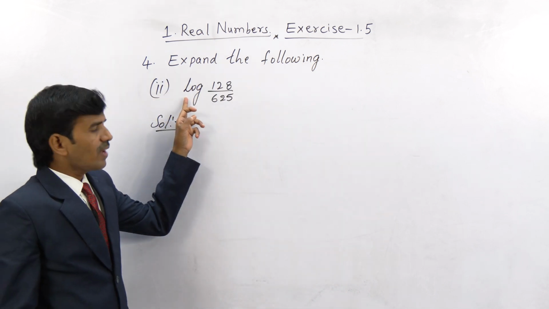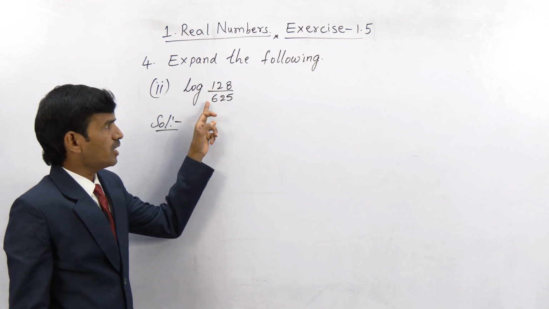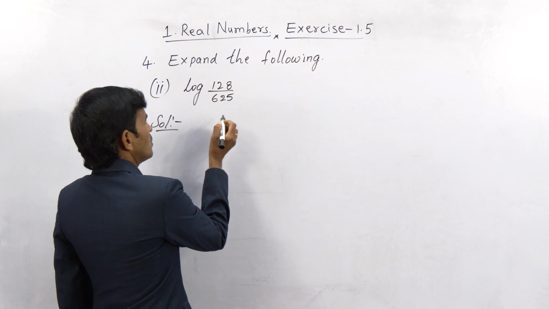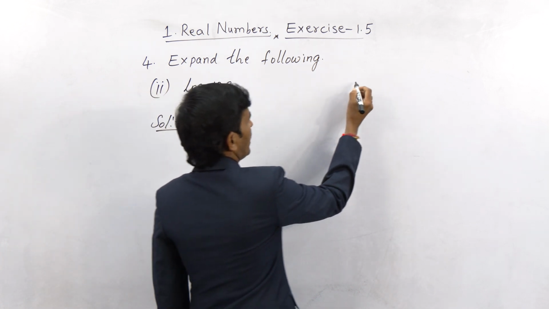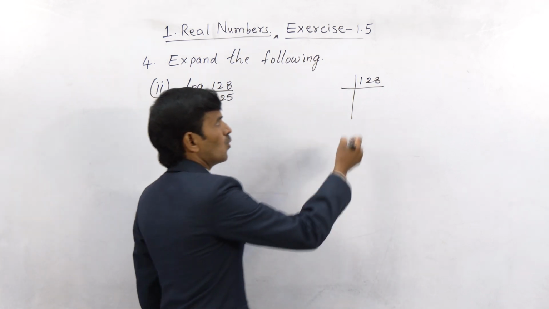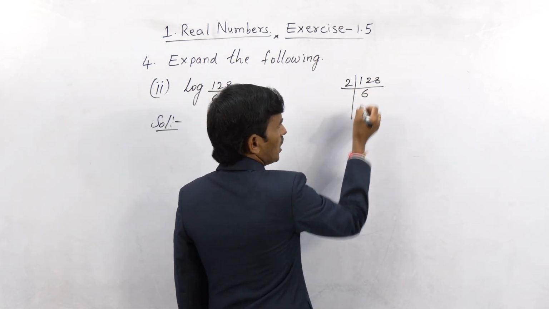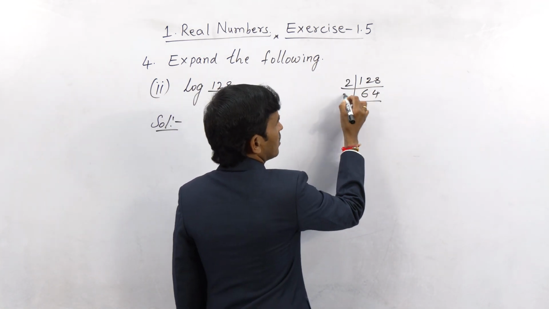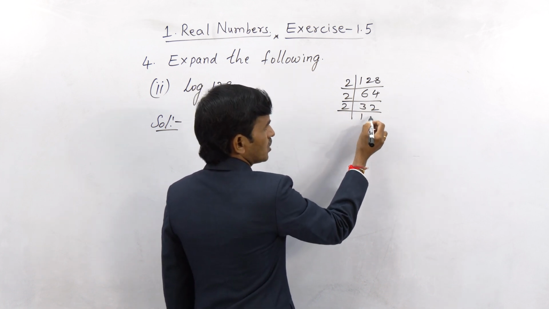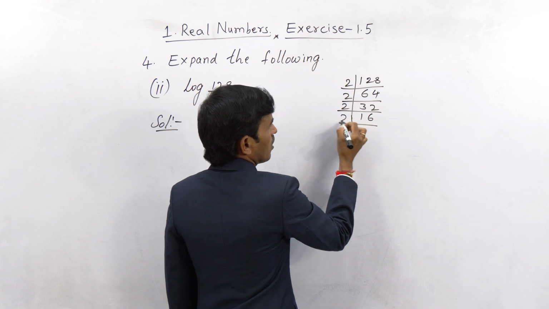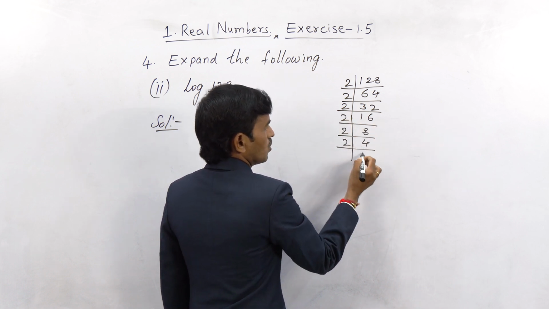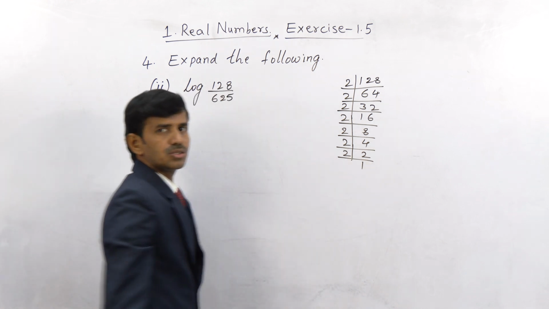How to expand this given expression, that is log of 128 by 625 to the base 2? Here, if you consider 128, find its prime factors. So what can we write here? 2 6s are 12, 2 4s are 8, 2 3s are 6, 2 2s are 4, 2 1s are 2.